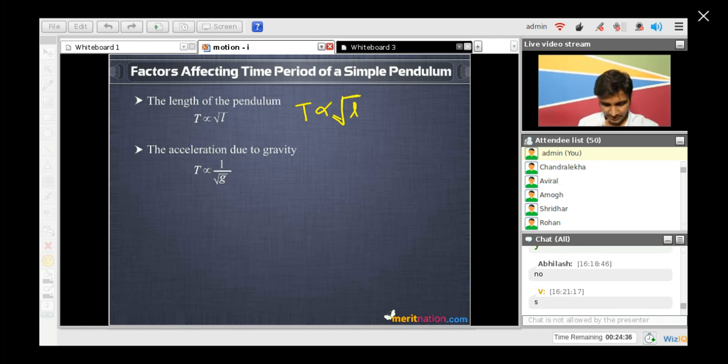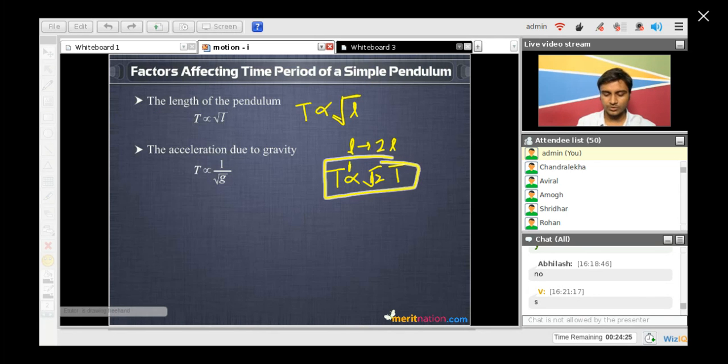Let's say if I make the length 2L, the time period will become under root 2 times the initial time period. T dash will become under root 2 T. So it will increase, but it will not increase linearly. It will increase with under root power.